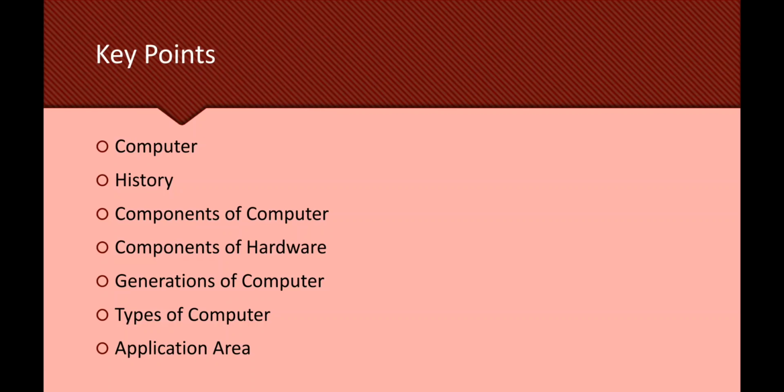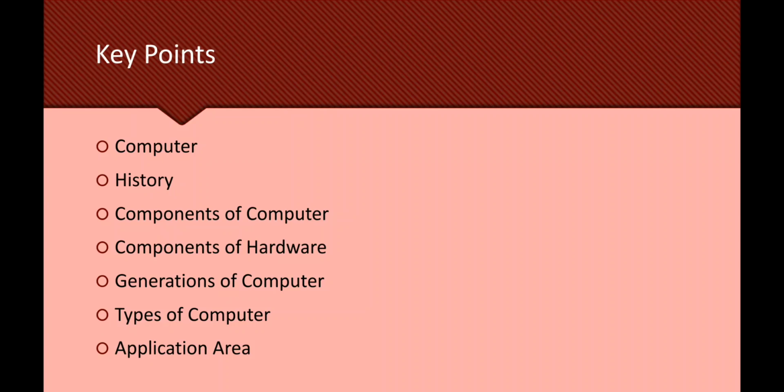First one is the computer, second one is its history, means the evolution of the computer from ancient period till now. The third one is the components of the computer, that what are the parts by which the computer is made up of. Then the components of the hardware, that what are the parts of the hardware which are included in the computer by which the computer system is made up of.